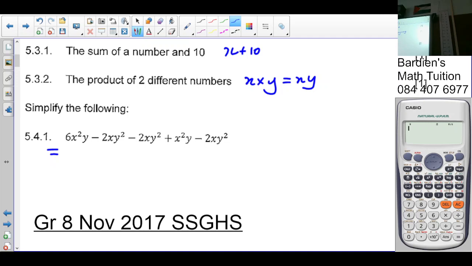So what we're going to look for here is like terms. So 6x squared y is a like term to x squared y. Negative 2xy squared, negative 2xy squared. So what is 6x squared y plus x squared y? 7x squared y. Negative 2xy squared minus 2xy squared is negative 4xy squared, and minus 2xy squared is negative 6xy squared.